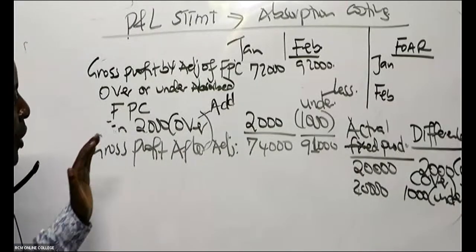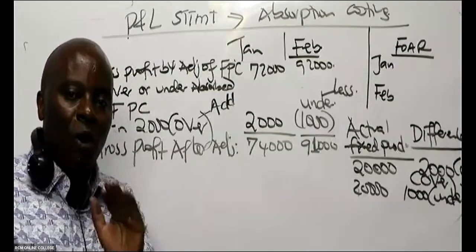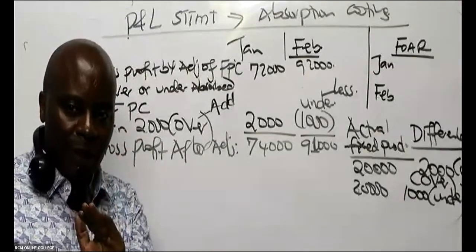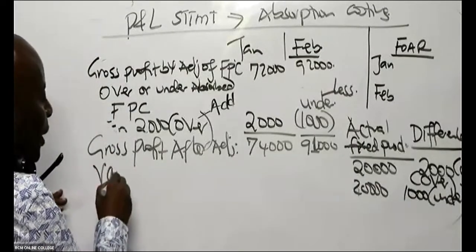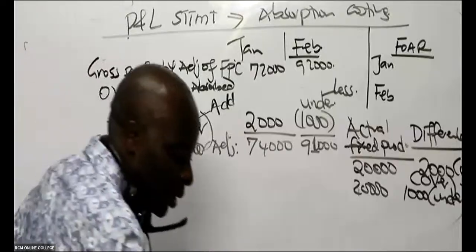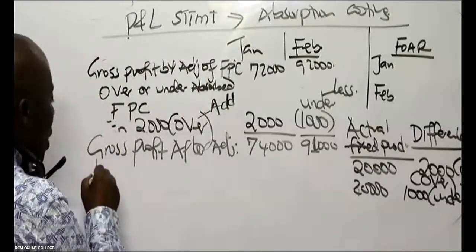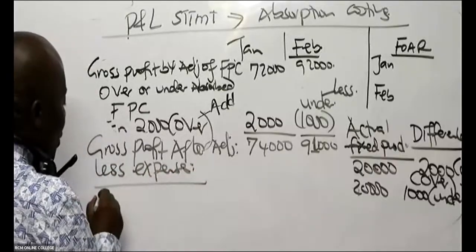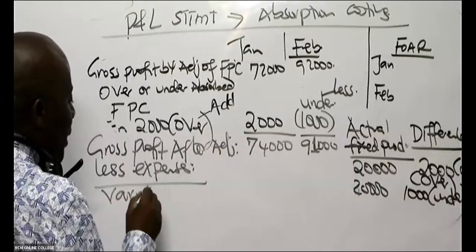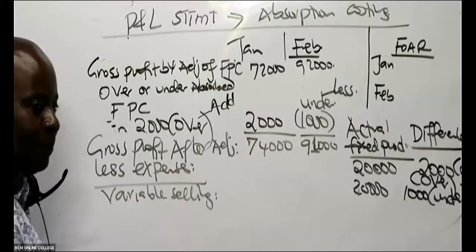Now, remember, this is post-production. So post-production, now we bring on board the selling expenses. And there are two. So you say less expenses. Now, this is post-production. So less expenses. So we have here variable selling and a fixed selling.